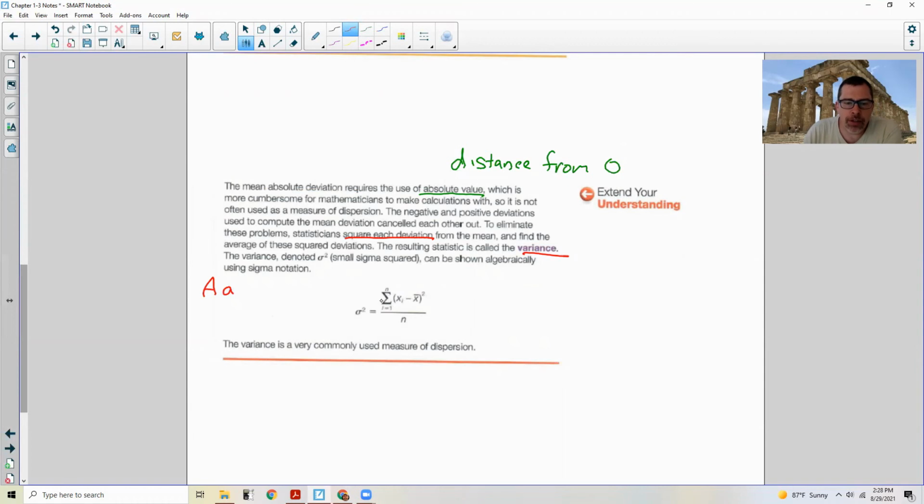Lowercase sigma squared equals capital sigma from i equals 1 to n of x sub i minus x bar. And we're going to take that quantity squared and divide it by n. Okay, so we're going to sum the squares. And the variance is very commonly used as a measure of dispersion.